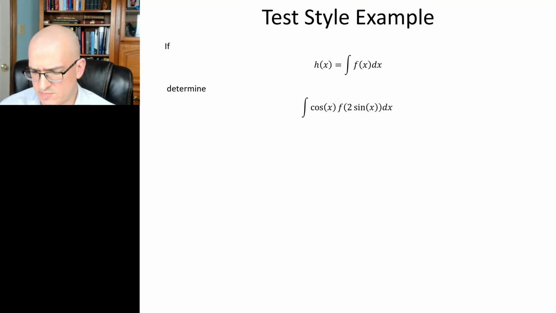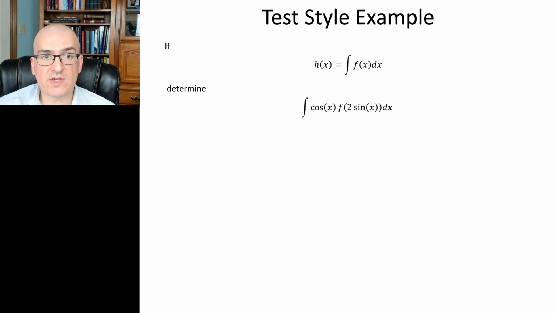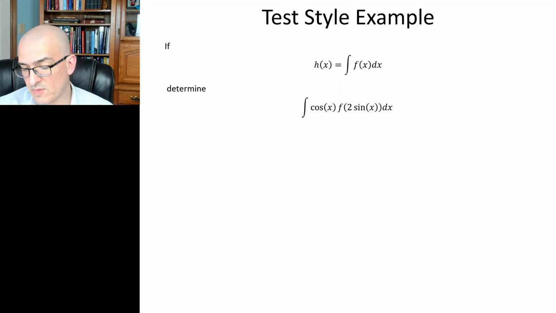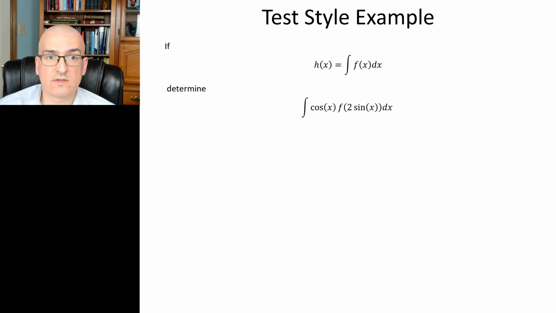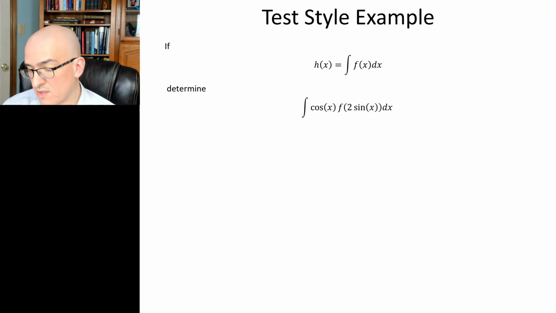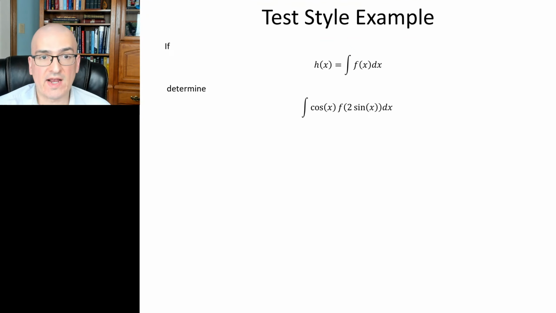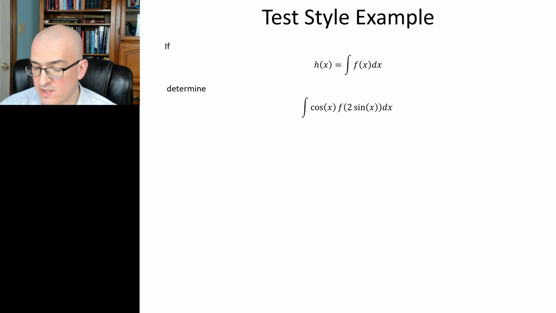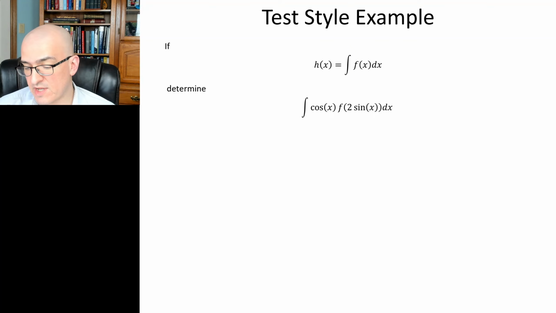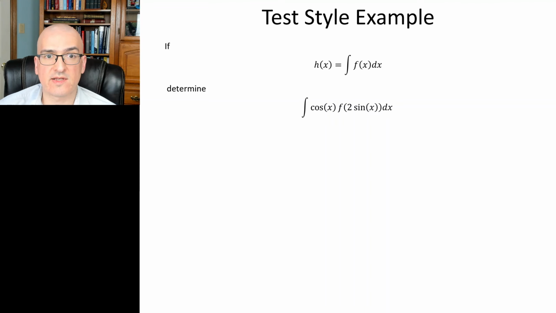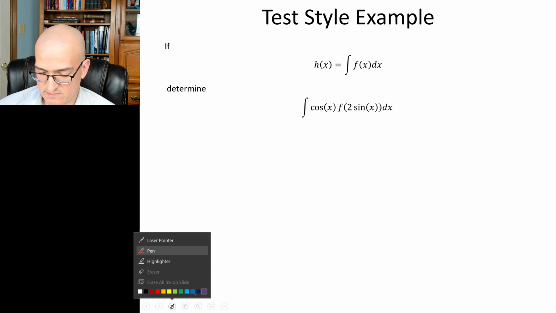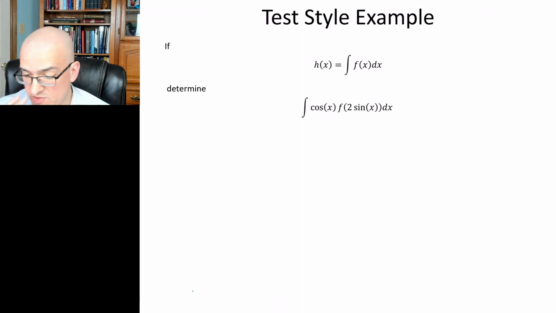Here's another one, test style example. We're not given all the information we need to fully solve this. So that means we're going to get part way, and we'll have to stop part way, and that's okay. We're told that h of x is defined as the antiderivative of f of x. And we're asked, with that information, to express this antiderivative: the antiderivative of the cosine of x multiplied by f of 2 sine of x dx. So I'll show you how to do a problem like this. It's very unusual. It's extremely useful though.